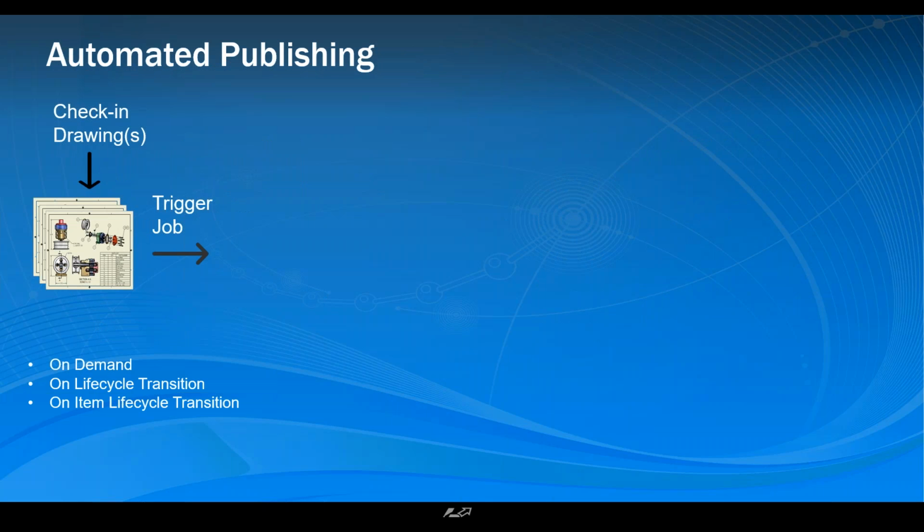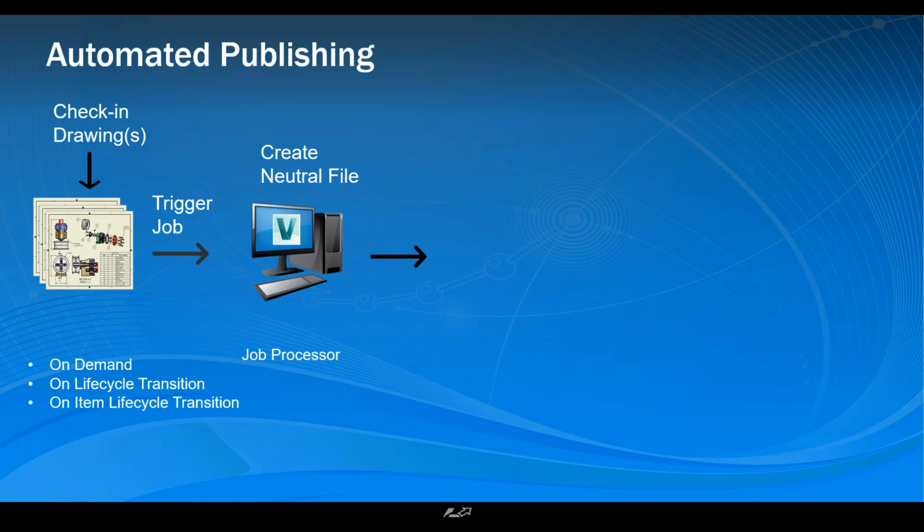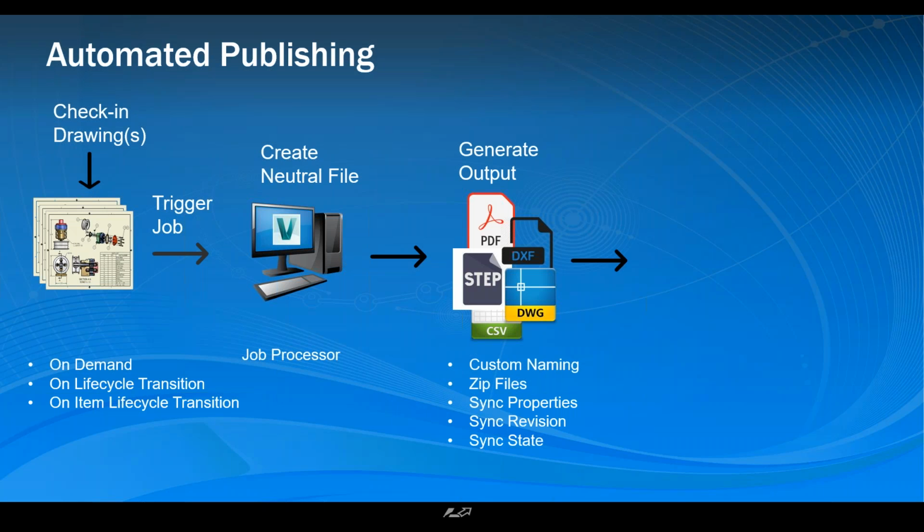Now, let's take a quick look at what automated publishing may look like. So, drawings and models are checked into the vault. Then we have rules such as lifecycle state change. At that point, a job could be triggered to create the neutral file formats required. PDF, STEP, DXF, native files, whatever the case is for your particular situation.